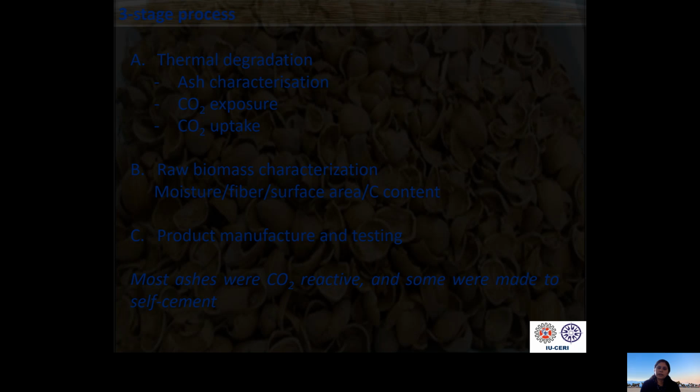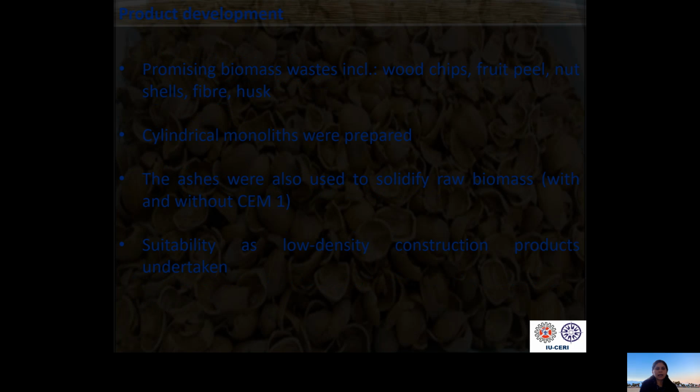Then the second step involved raw biomass characterization, where we not only converted biomass to produce ash, but also worked on raw biomass, evaluating properties like moisture, fiber elasticity or tensile strength, surface area, and carbon content. And finally, we worked on product manufacture and testing. Very interestingly, we found that most ashes were carbon dioxide reactive and some were made to self-cement. This was exciting because this gave us a completely new insight about this work, and we started working on mineral components of ashes and tried several permutations and combinations.